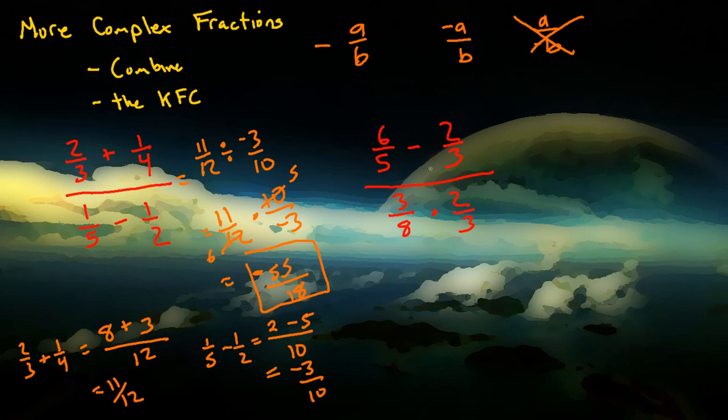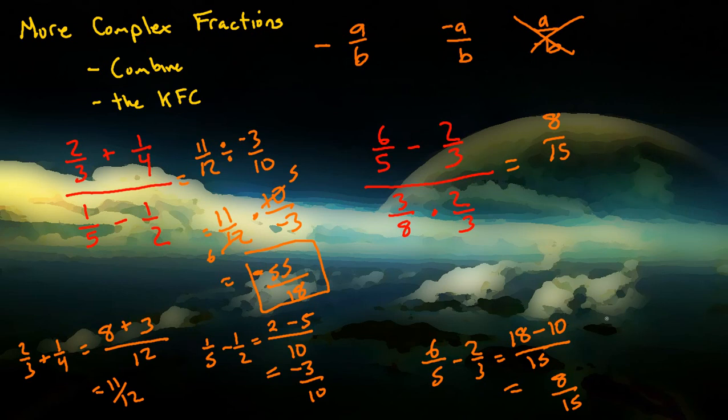Okay, so this one, again, we're going to do all the combining that we can. We have to do the 6/5 minus the 2/3. Our common denominator is 15. So I'd multiply the 5 by 3 to get 15. So I need to multiply the 6 by 3, get 18. Minus, I need to multiply the 3 by 5. So the 2 times 5. And that's going to give me 8/15. So in the numerator, I have 8/15.